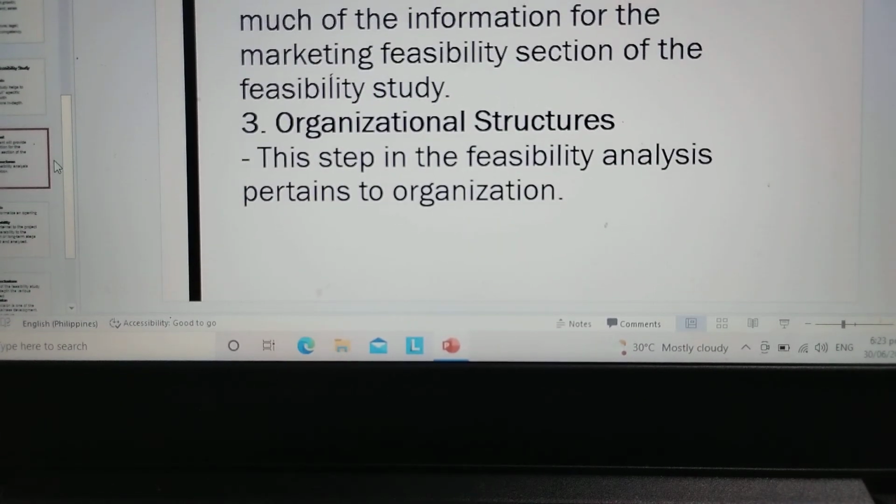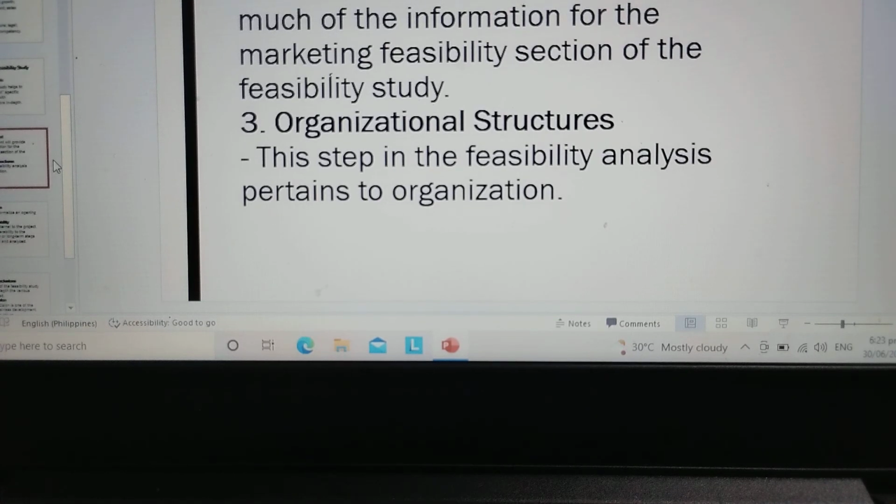Third, we have organizational structures. This step in the feasibility analysis pertains to organization. Staffing requirements, including management and labor alignment, are studied. How many workers are needed for how long? What other resources will be needed?